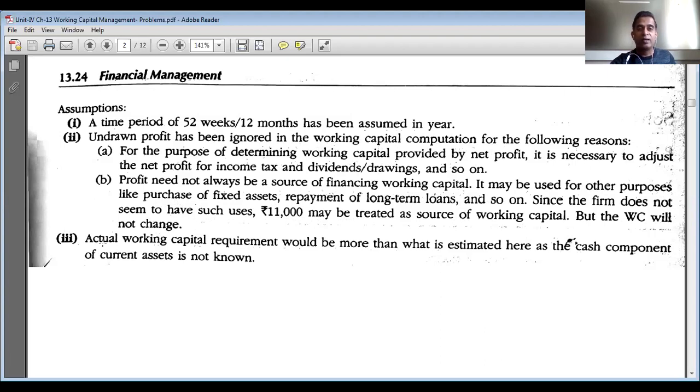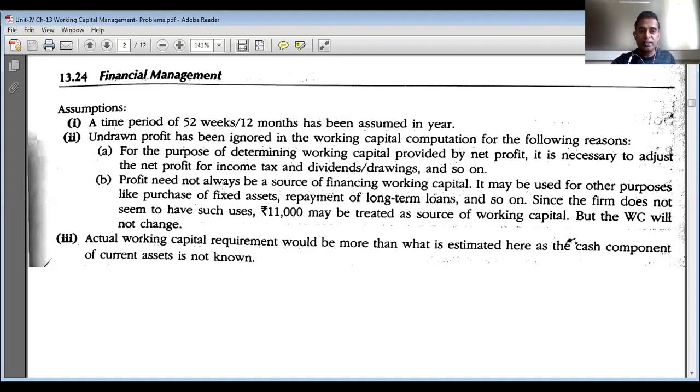Then, the actual working capital requirement would be more than what is estimated here, as the cash component of current assets is not known. This is okay. You need not write this assumption or note. The first two notes are important.